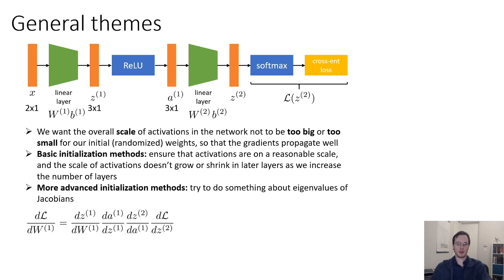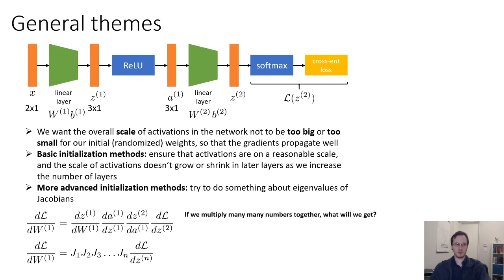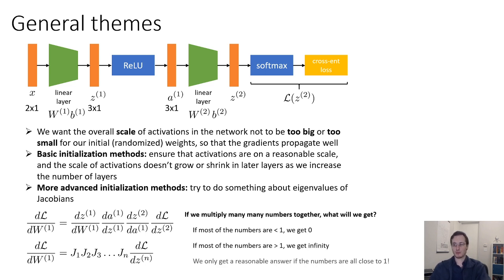Just as a reminder, we can write out the derivative of the loss with respect to the weights at a particular layer as a product of many, many Jacobians, specifically the Jacobians of all the functions between that layer and the loss. Now, we don't really care so much at this point about what those Jacobians are. We can just say that they're a bunch of matrices, J1 through Jn, and we're multiplying them all together. And as we discussed in the previous lecture, if we multiply many, many numbers together, if those numbers tend to be less than 1, then their product will be close to 0. If they tend to be greater than 1, then their product will go to infinity. But if they're all about 1, then we get a result that's about 1.